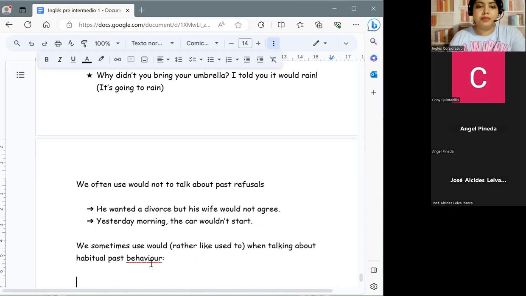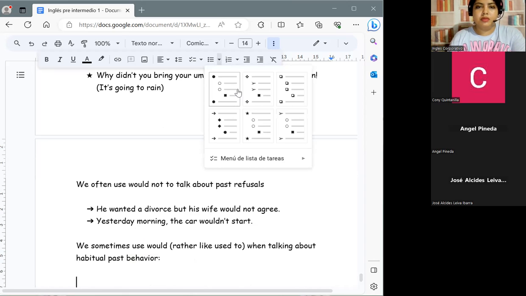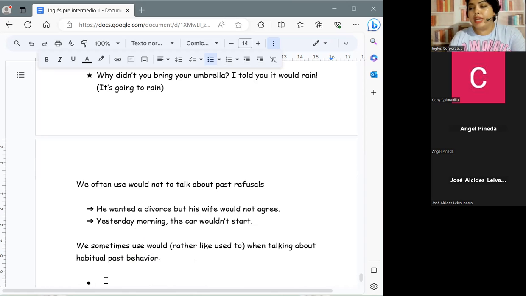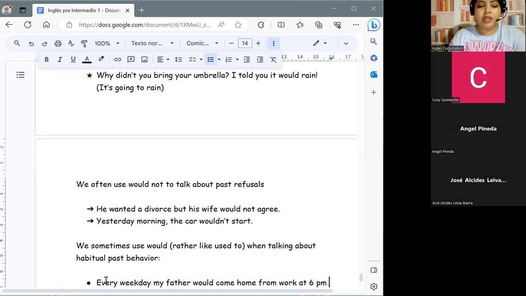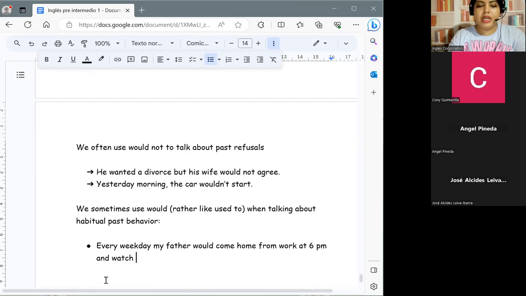And we have some examples. We have here, every weekday, my father will come home from work at 6 p.m. and watch TV. Every weekday, my father will come at 6 p.m. and watch television. Sometimes she'd phone me in the middle of the night.